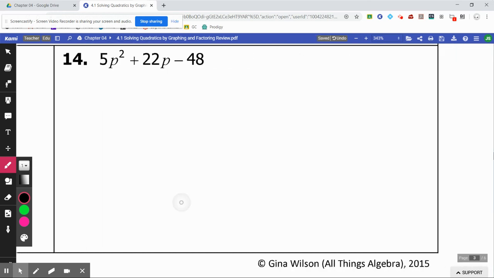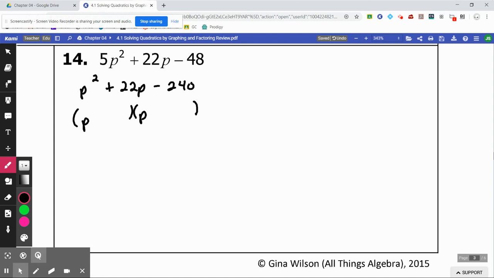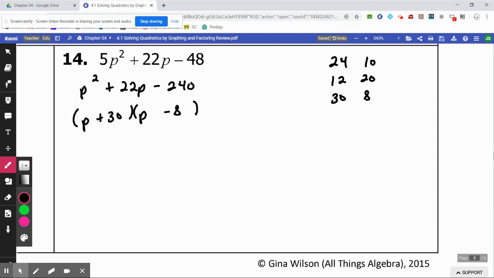Next up, we're going to slip the 5 to the end, and that'd be a negative 240. That's going to be tough. Two sets of parentheses, p times p, adds to give you 22, multiplies to give you a negative 240. And you can make a list of things that multiply to give you 240. That'd be like a 24 and 10, a 12 and 20. Here we go, a 30 and an 8. And that's going to give us that 22. So that'd be a positive 30 and a negative 8.